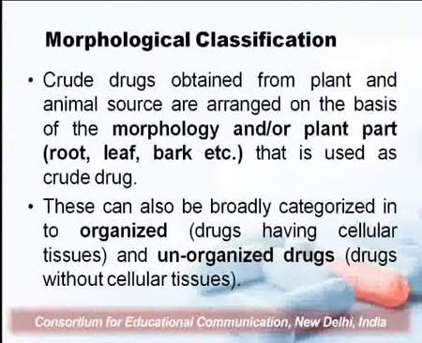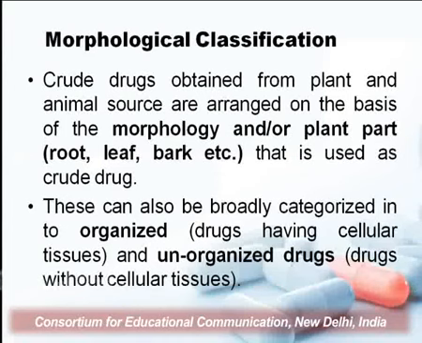So the next system is the morphological classification, and under this system, crude drugs that are obtained from plant, animal or mineral sources are arranged on the basis of morphology and or the part of the plant that is being used as a drug, and on that basis these crude drugs are classified.